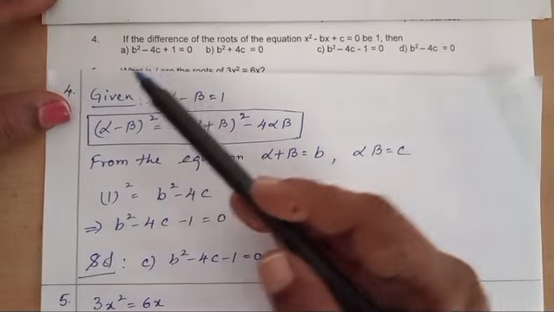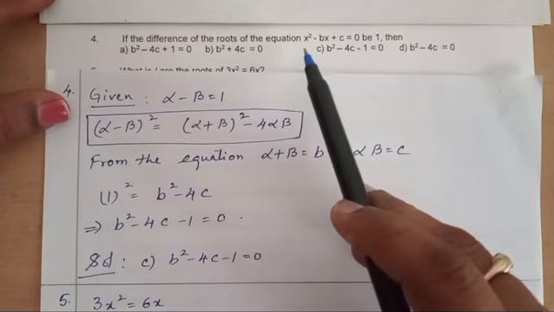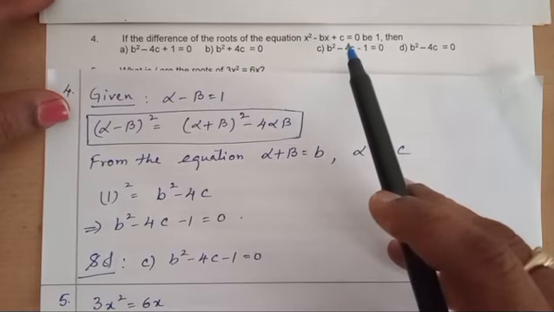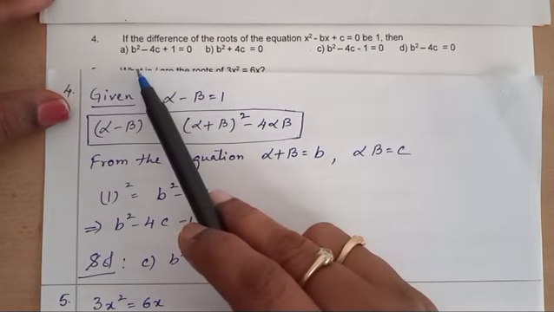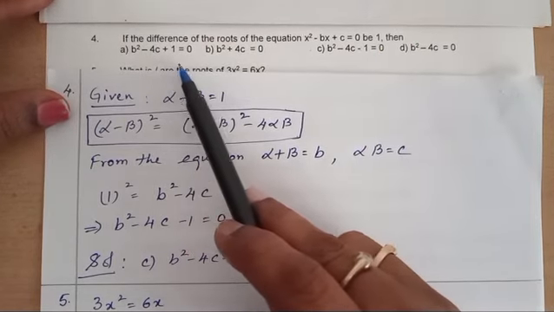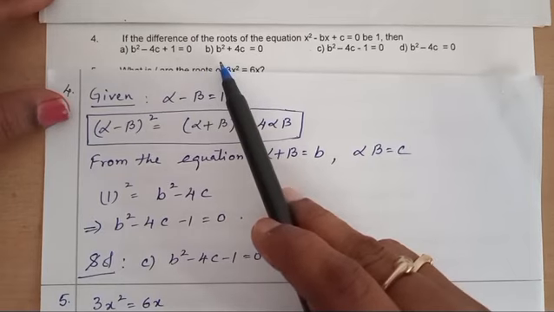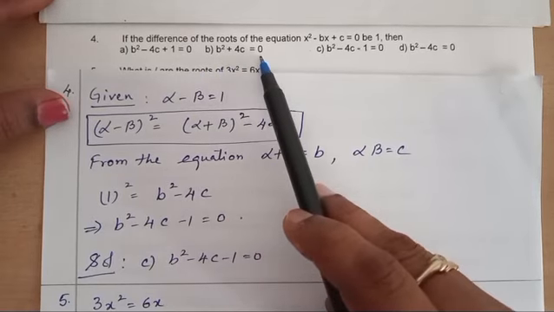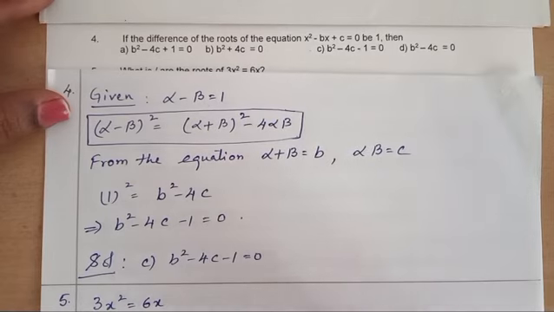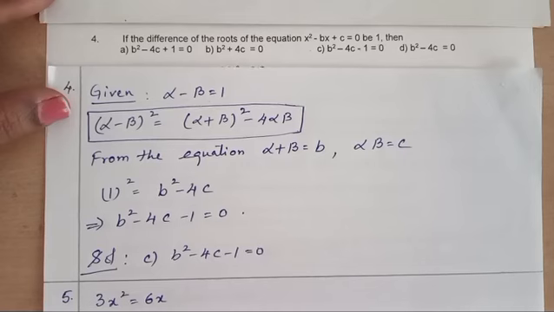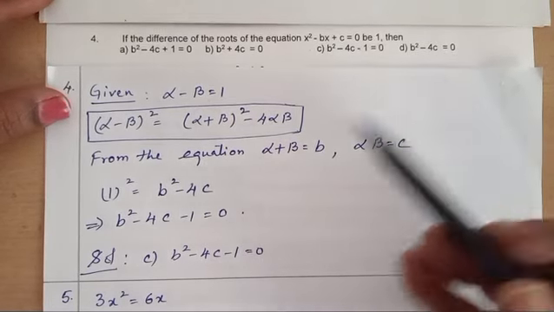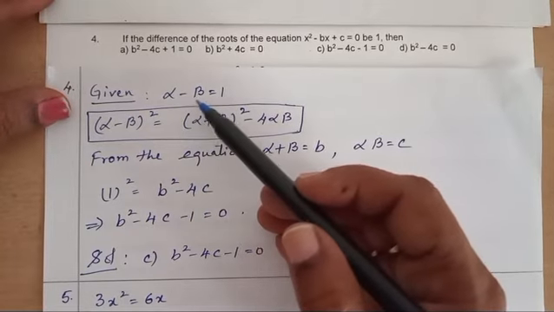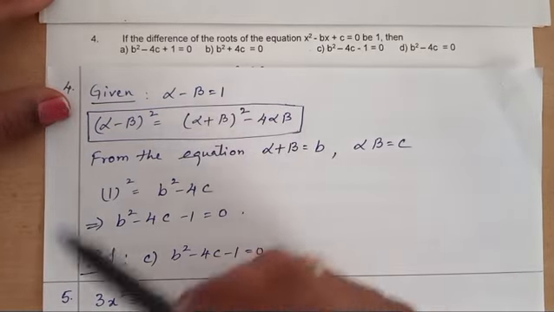Question 4. If the difference of the roots of the equation x square minus bx plus c is equal to 0 be 1, then option A b square minus 4c plus 1 is equal to 0, option B b square plus 4c is equal to 0, option C b square minus 4c minus 1 is equal to 0, option D b square minus 4c is equal to 0. Let's check. Alpha minus beta is equal to 1 is given.